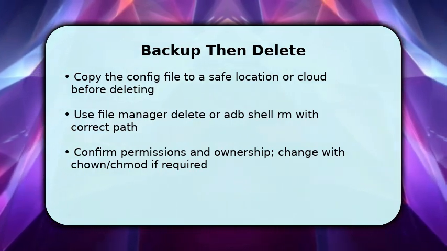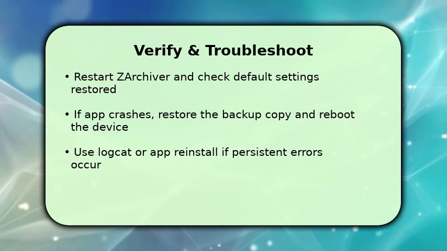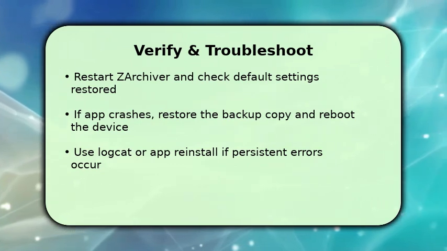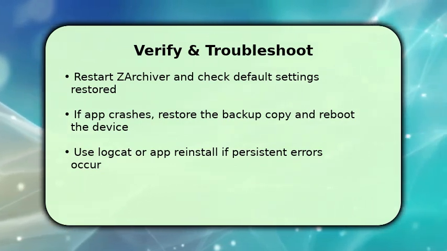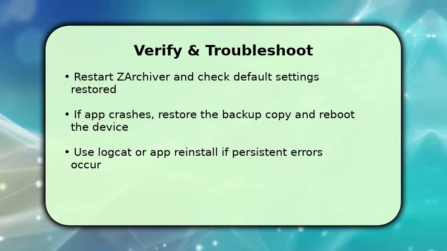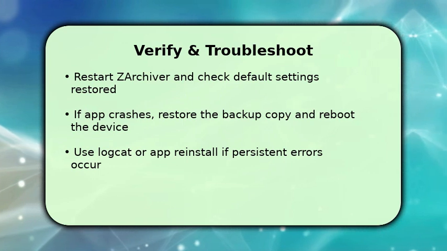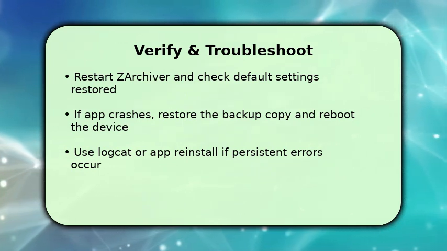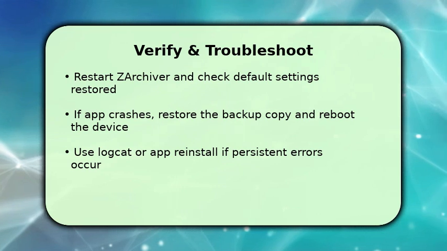After deletion, open ZArchiver and verify it recreated default settings or behaved as expected. If it crashes or misbehaves, stop and restore your backup copy, then reboot the device to clear cached state. That often fixes permission or cache-related issues.